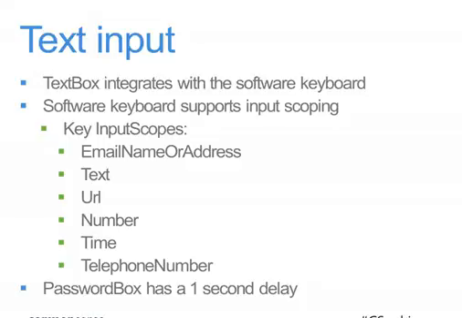The software keyboard supports the scoping itself: email, name, or address. The software keyboard does change behavior. If it's email, it puts the @ and .com up on the front, so it's very easy to do. Text, URL, again that .com in there, number, time, telephone number, so it actually does put in all those capabilities. So if you can give that input scoping for your control, your user's going to have an even better experience with that software keyboard.